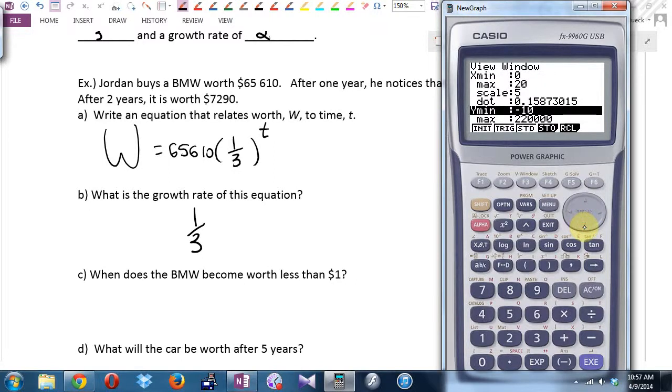Y min, now that's what it's worth. I'll leave it the smallest as negative 10. It's never really going to get negative, but I'll leave that there. What's the most that the car was worth? 65,610. What's a nice round number slightly bigger than that? Because I don't want that to be the very top, I wanted some space at the top. 70,000? Good scale. 10,000s maybe?